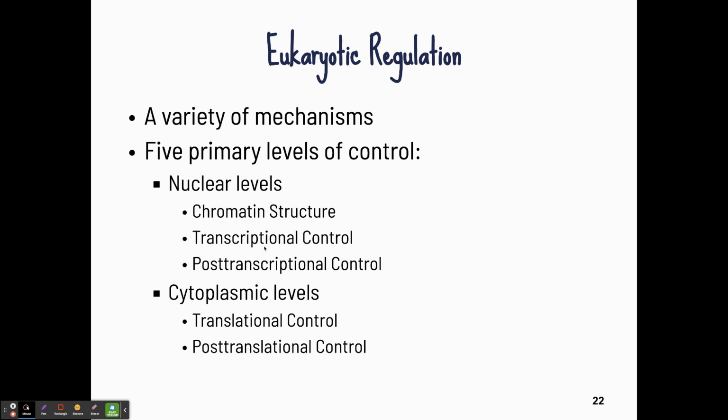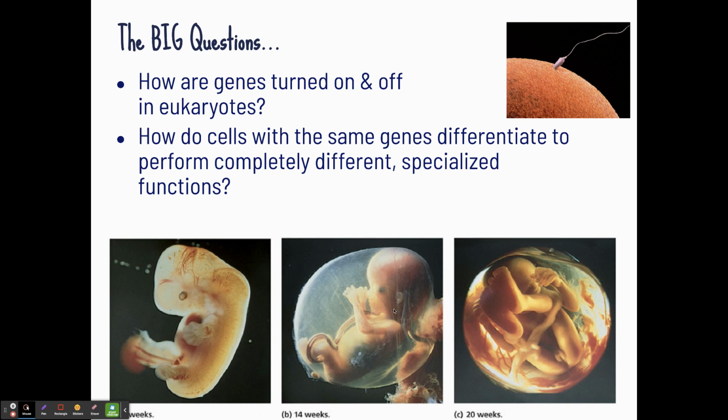Transcriptional control is going to be DNA to RNA. Then post-transcriptional control is going to be editing the introns and the exons, right? When we look at cytoplasmic levels, these occur in the cytoplasm, not inside of the nucleus, and that would be where translation occurs. So that's going to be RNA to the protein, and then post-translational control is basically what happens with the protein after. So there are certain steps that can be halted in all of these. All right, so the big question is, how are genes turned on and off in eukaryotes? And how do cells with the same genes differentiate to perform completely different specialized functions?